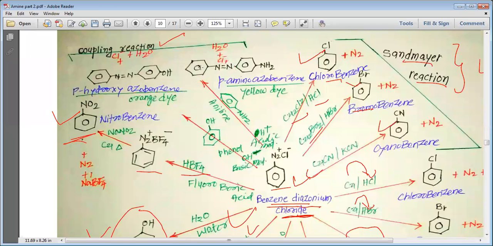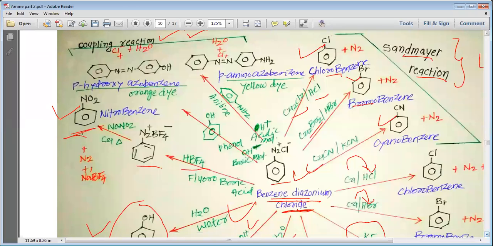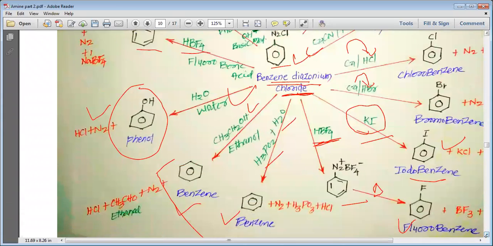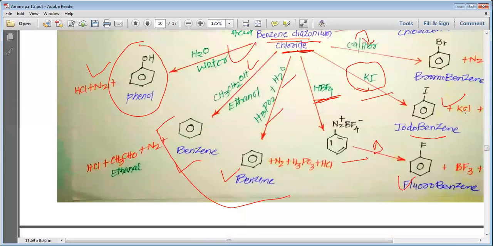They are wonderful tests to find out whether the given amine is a primary amine or not, because a primary amine, when it undergoes diazotization, gives us benzene diazonium chloride, and then if it is allowed to react with aniline or phenol, it gives us a dye. So this coupling reaction is also the reaction to identify the presence of aniline, and this is how we can easily discriminate aniline from the other compounds.